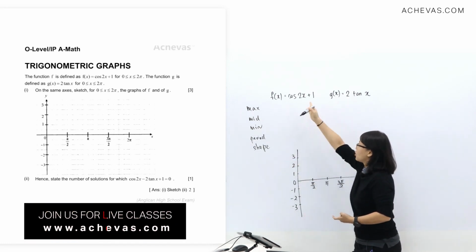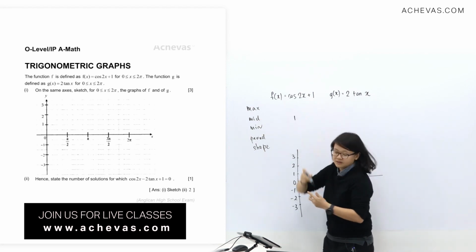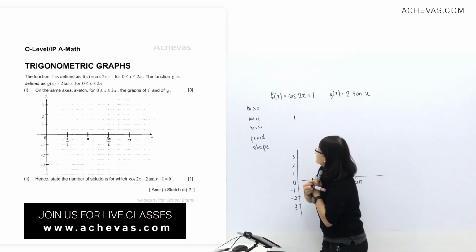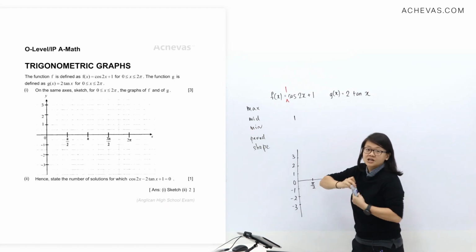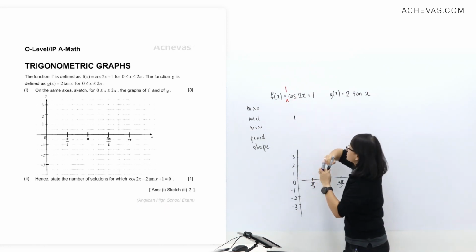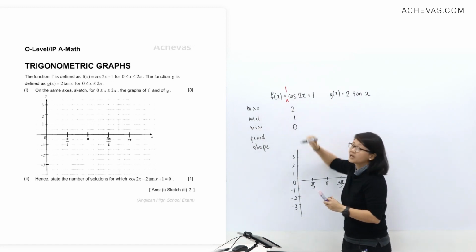Now let's take a look at the cosine graph first. The middle will be the center number, 1. Let me write down. How about the maximum? There's no number here, so there's going to be a 1 here. So I'm going to do 1 plus 1, there's going to be a 2. And 1 minus 1 will lead to the minimum, so it's a 0 here.